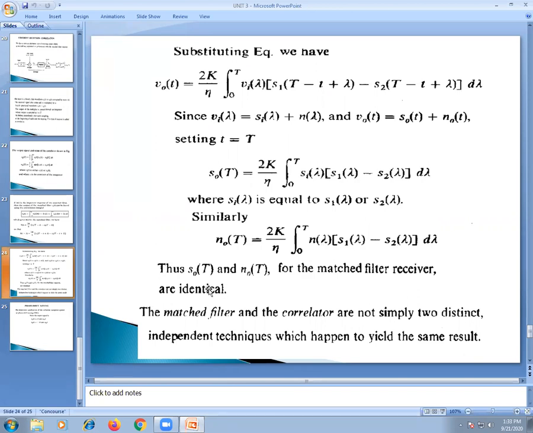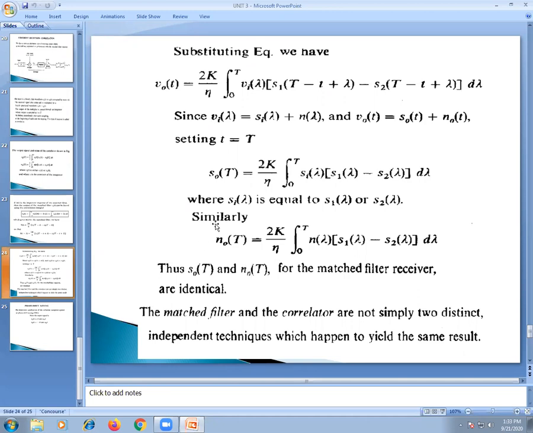So S naught and N naught are the matched filter outputs. Matched filter outputs are similar to that of correlator outputs. Now the matched filter and correlator are two different techniques which give the same result.